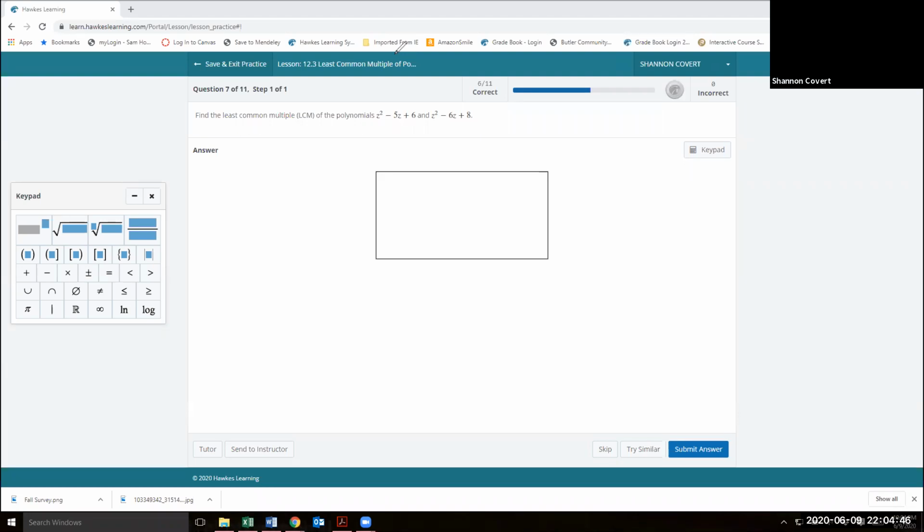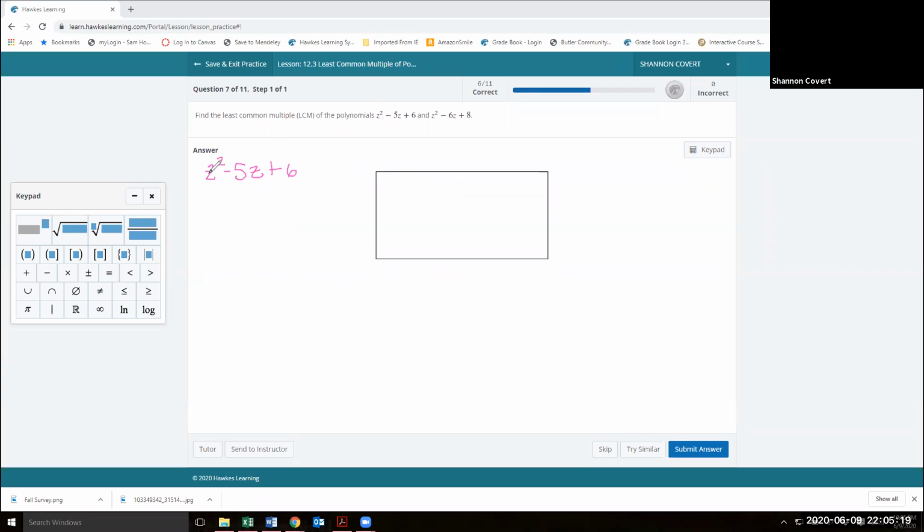Here's my next one. This time I'm finding the least common multiple, or LCM, of the polynomials. I have z squared minus 5z plus 6 as one of my polynomials, and z squared minus 6z plus 8 as my other polynomial. In order to figure out what my factors are and find the ones they have in common, I'm going to have to factor each one of these trinomials.